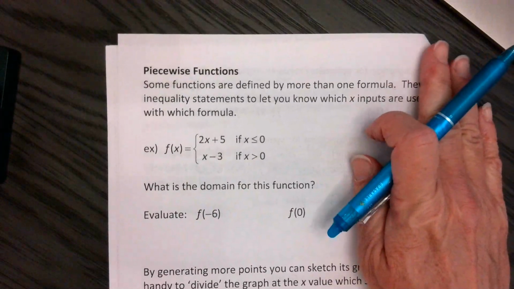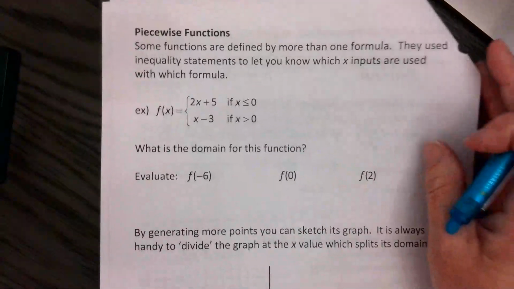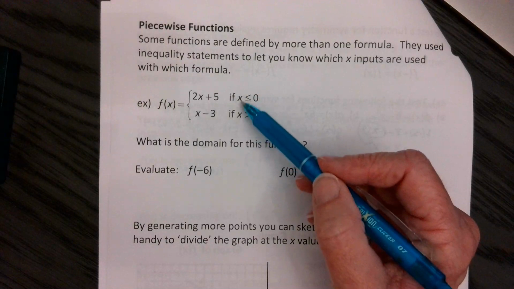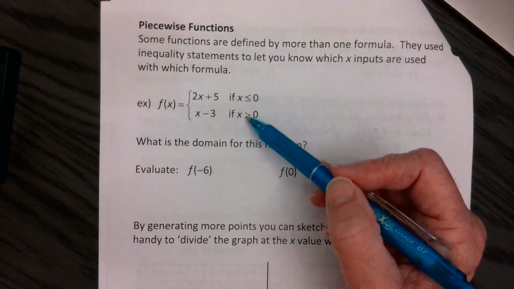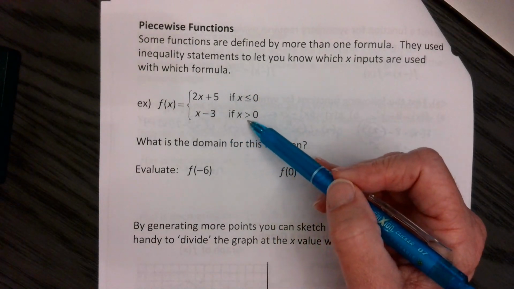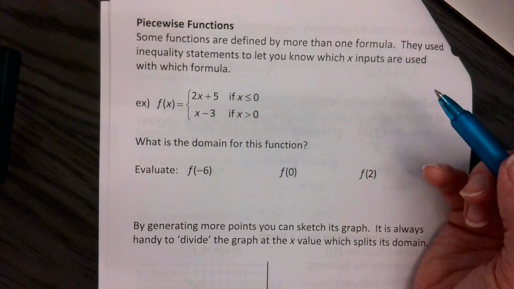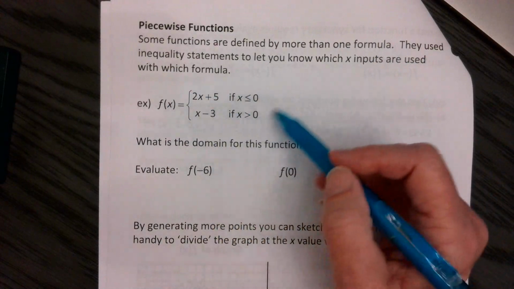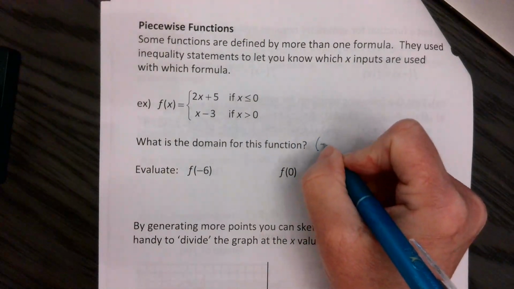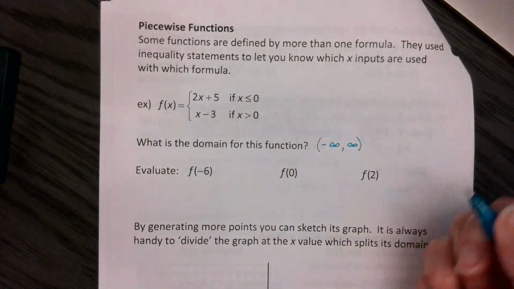Piecewise functions. These are not hard. Just pretend like it's just two formulas. And which of these formulas you use depends on your domain. I use domain because we're talking about x values. If my x value is less than or equal to 0, we're going to use this one. If it's greater than 0, we use this one. Don't make it hard. But for the domain of this whole piecewise function, it's every single number on the number line. So it is going to be -infinity to infinity. We're always going to write it in interval notation.